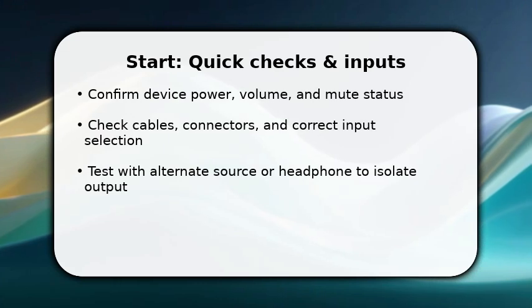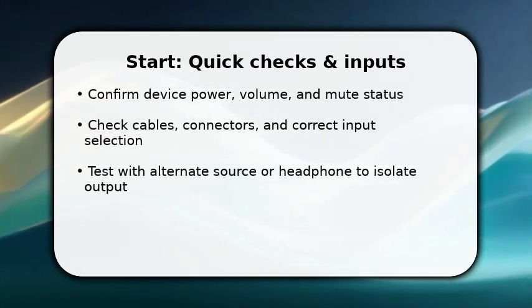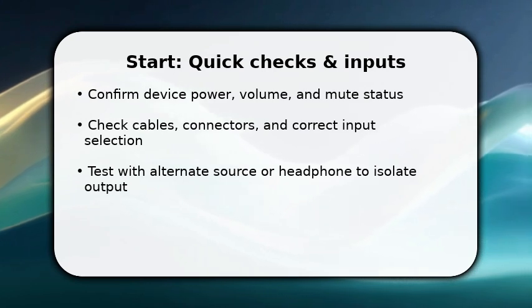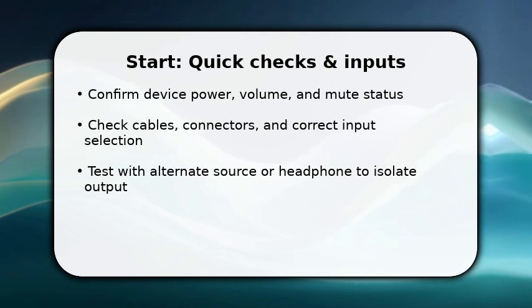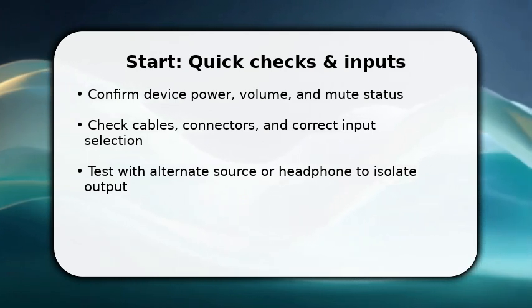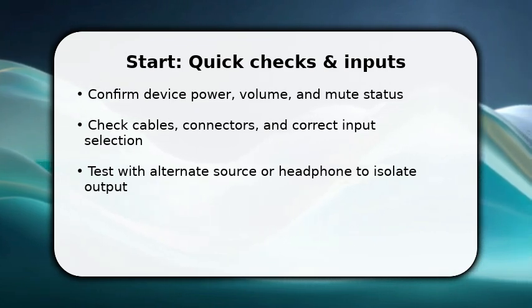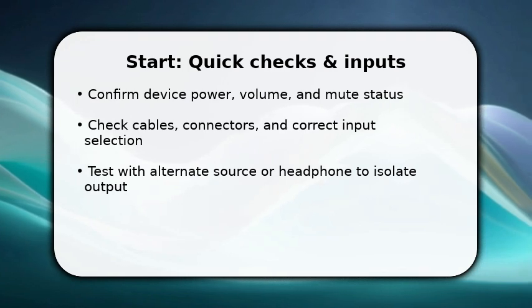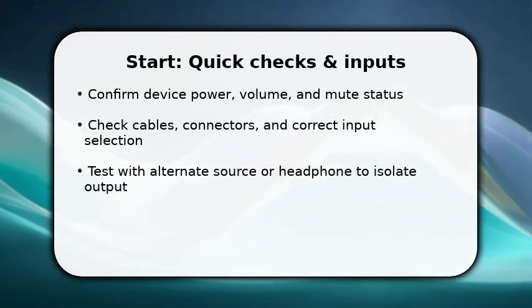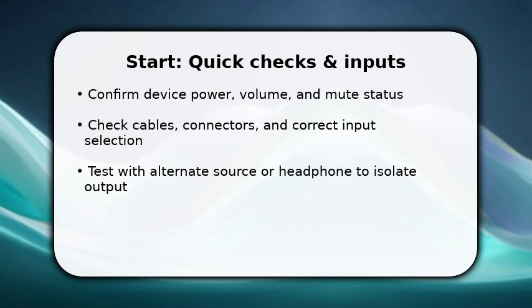You begin by verifying power and basic input choices so you don't chase phantom problems. Make sure device volume and app volume are up and not muted. Inspect cables and connectors for bends or loose jacks. Once done, switch to headphones or a second source to determine whether the issue is the speaker, cable, or signal path. This first set of checks narrows the field quickly, and it prevents wasted time on complex settings if the fix is simply a loose plug.